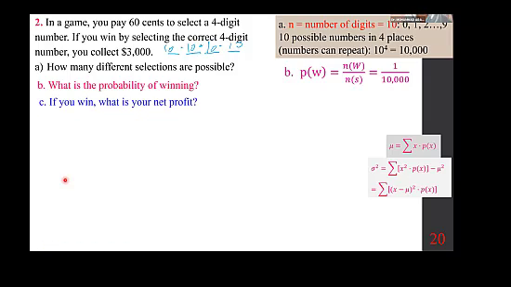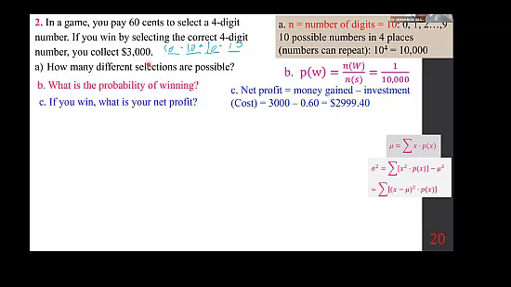If you win, what is your net profit? Well, we've already paid 60 cents, so it comes out of that. $3,000 minus 0.6. $2,999.40 would be the net profit.